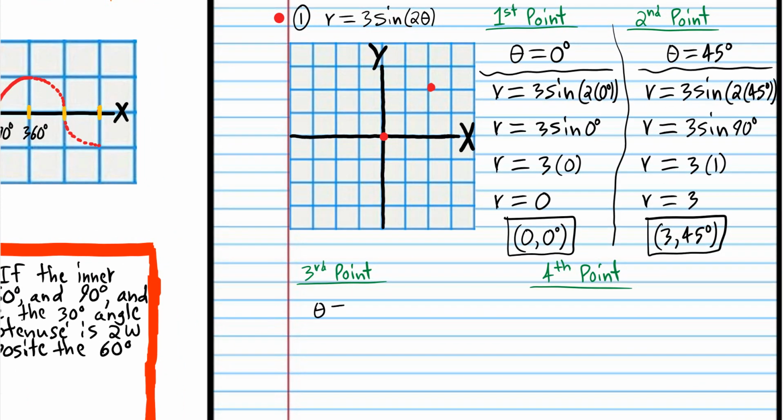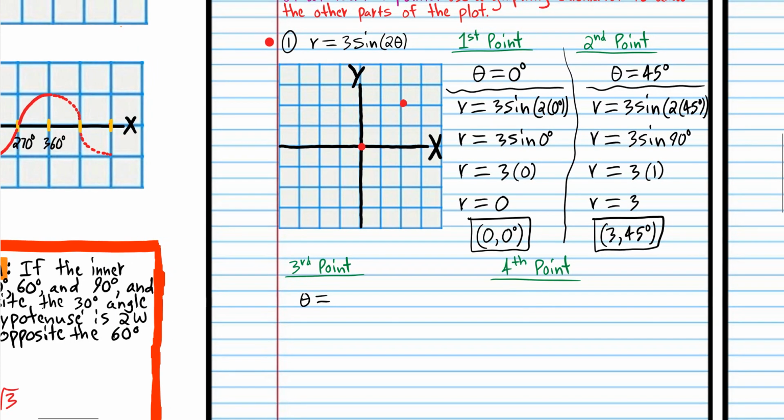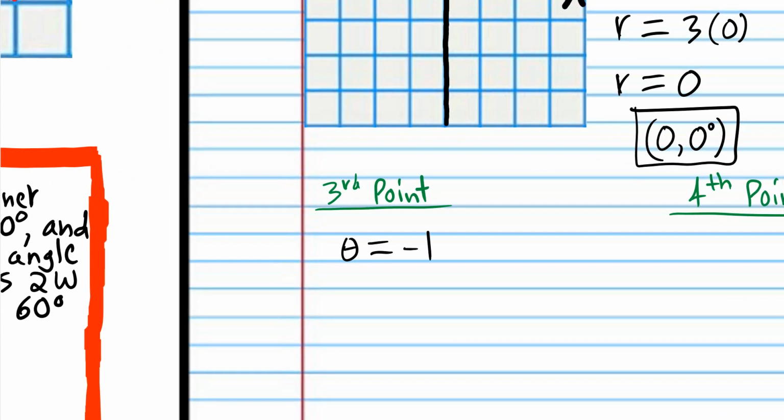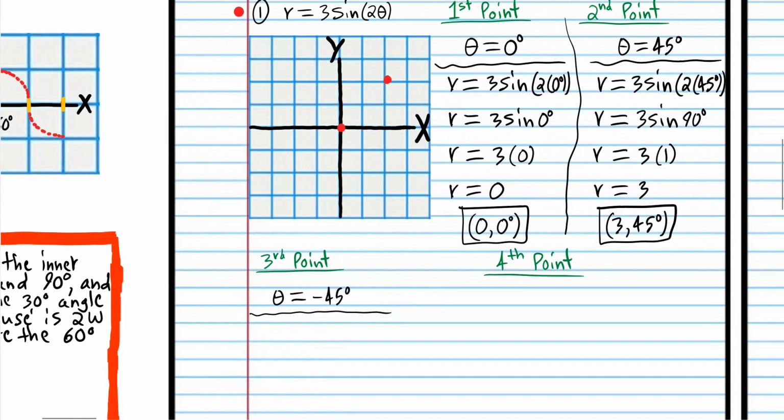So what theta value should we choose now? I think I'm going to try negative 45 degrees, possibly. We'll see if that works. If it doesn't work, we may have to use something else. Sometimes you'll choose a theta value and it'll actually end up putting you at the same point that you already graphed. Don't worry about that. That's okay.